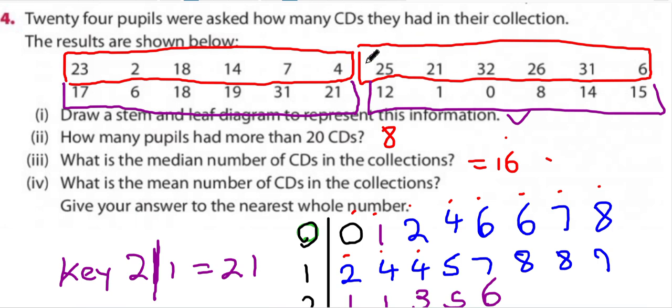Everybody added them up and divided by 24 and you got 15.45. That rounds off to 15 as the nearest whole number.